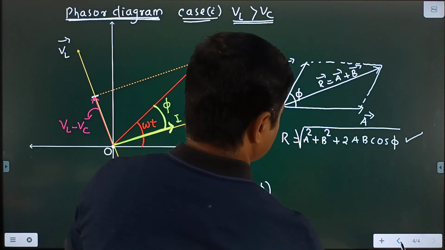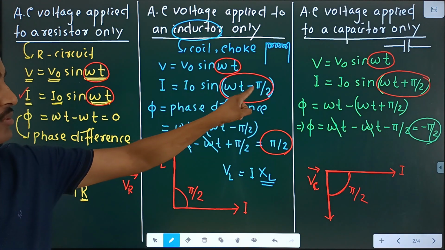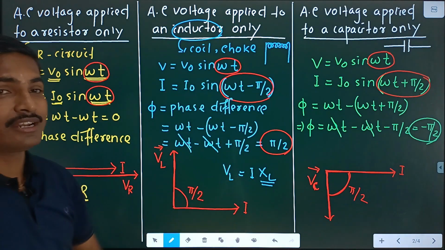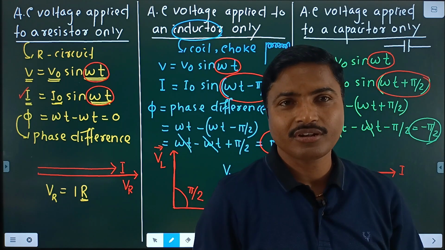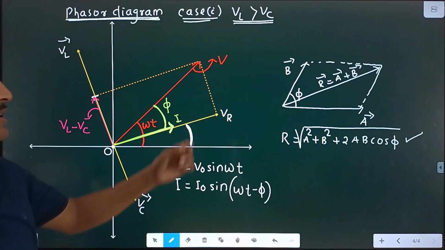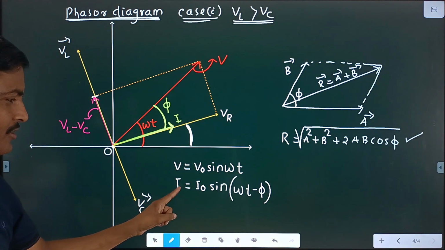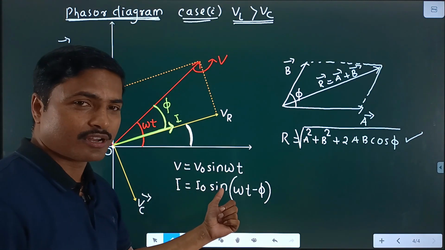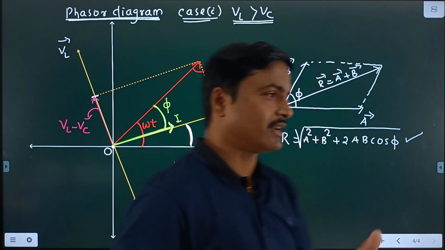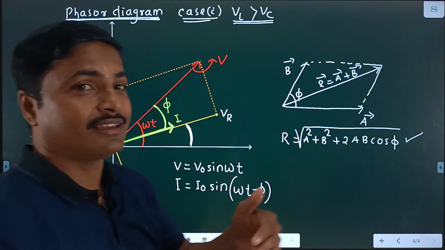Lags behind means minus pi by 2. Here minus pi by 2. Minus means that it is the inductor circuit, AC voltage applied to an inductor only, or AC circuit containing an inductor only. Clear? That means from this phasor diagram, if VL is greater than VC, this is the expression for current, and you know this expression of current is similar to the L circuit, so this is equivalent to an L circuit.